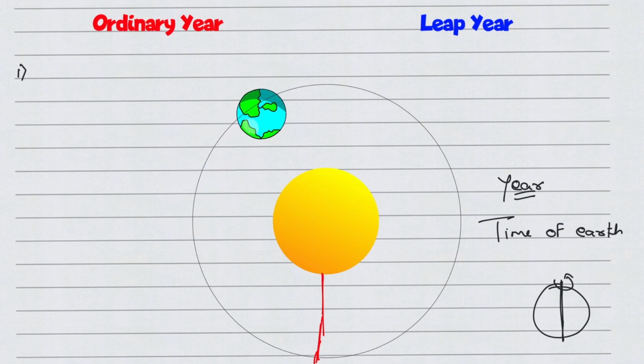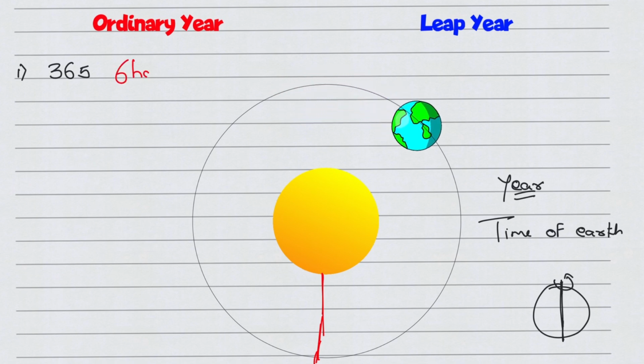And how many days does Earth take to complete one revolution around the sun? Any guesses? It takes 365 days and 6 hours. We often neglect the 6 hours for the basic reason of calculation. We want calculation to be simpler. That's why we always consider only 365 days. We don't consider this 6 hours, and we keep on ignoring this year after year.